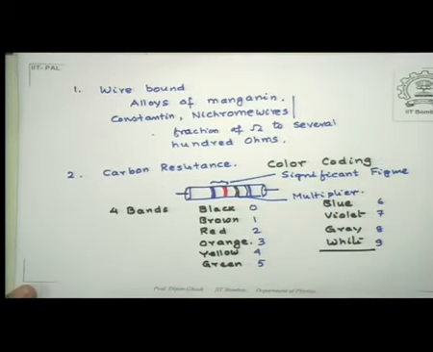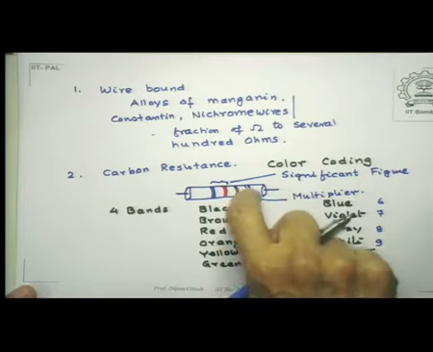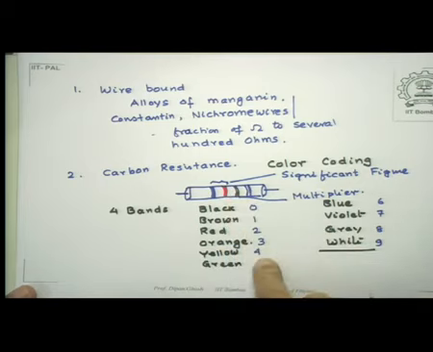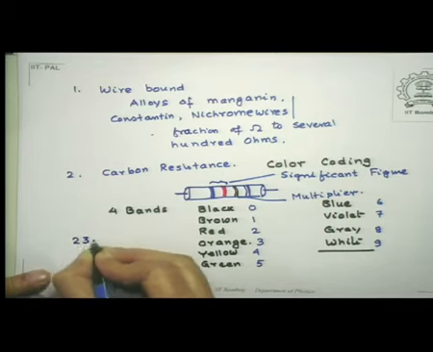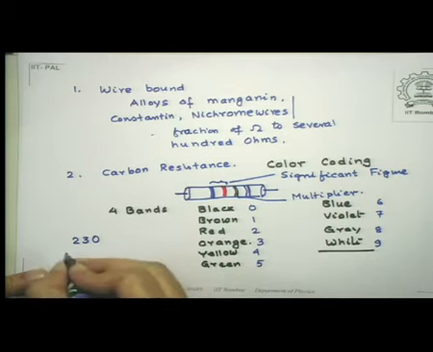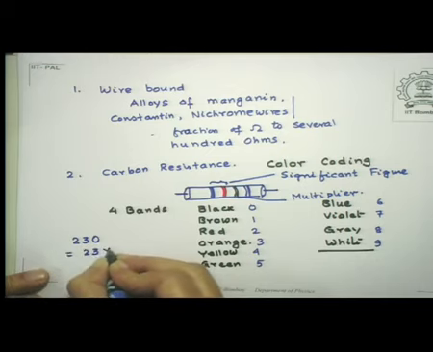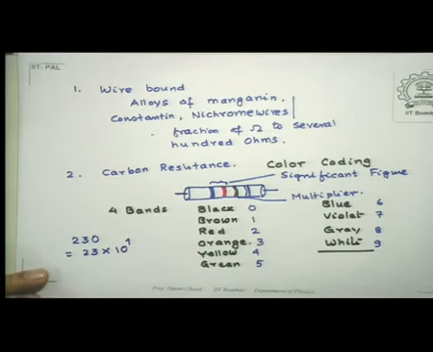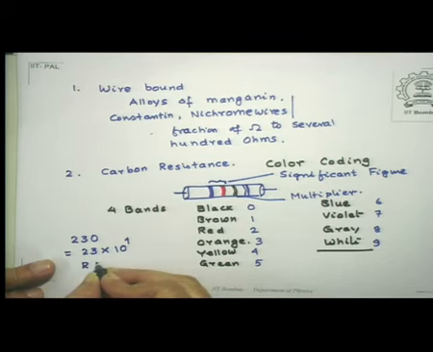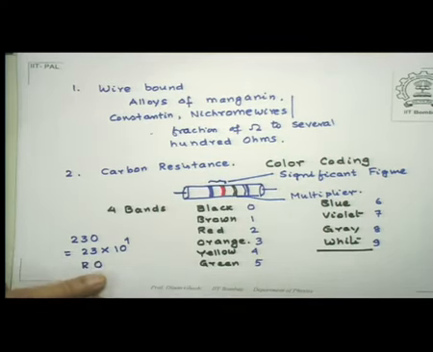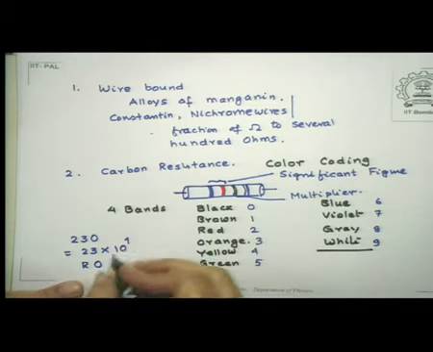The multiplier is basically 10 to the power whatever is the digit which represents this color. I'll give an example to explain what happens. For example, supposing I wanted to write 230, what will I do? I will write this as 23 into 10 to the power 1. So 23 is red, orange: first band red, next band orange, and 1 is brown, so the next band will be brown.